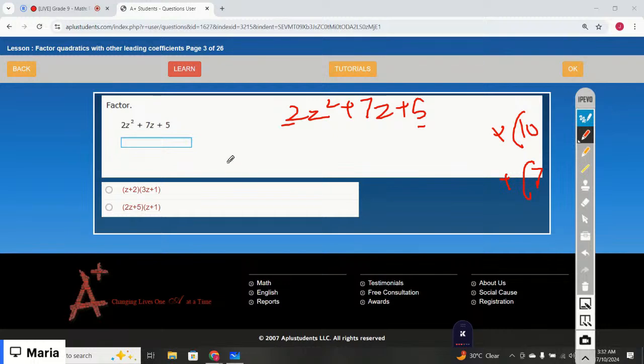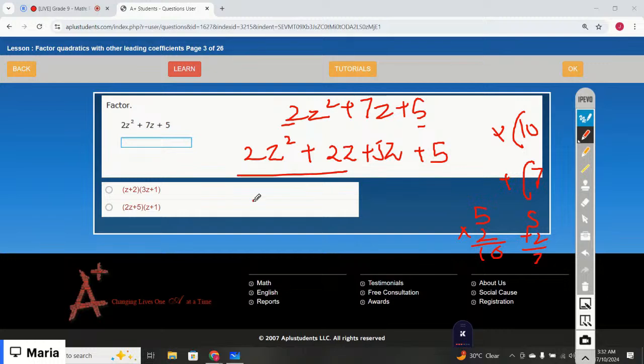So you need to make the factors, right? 5 and 2. 2 times 5 is 10, and when you add they make 7. So that is 2z square plus 2z plus 5z plus 5, right? From here you can take common 2z, you are left with z plus 1. From here you can take common 5, you are left with z plus 1. So z plus 1 and z plus 1 is a common factor, and you have 2z plus 5. So option number 2 is the correct option. Very good.